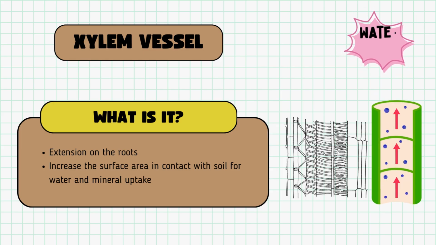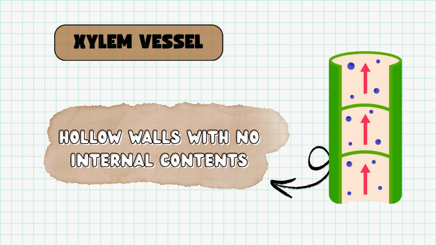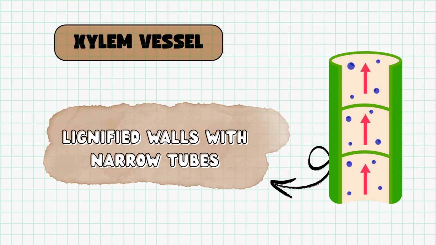Lastly, there are the xylem vessels. If plants had plumbing, xylem vessels would be the pipes. They form long, continuous tubes that carry water and dissolved minerals from the roots all the way to the leaves. Their walls are thick, strong, and hollow with no internal contents to block water flow. They have lignified walls to prevent collapse and provide structural support, and narrow tubes that support upward capillary movement of water.